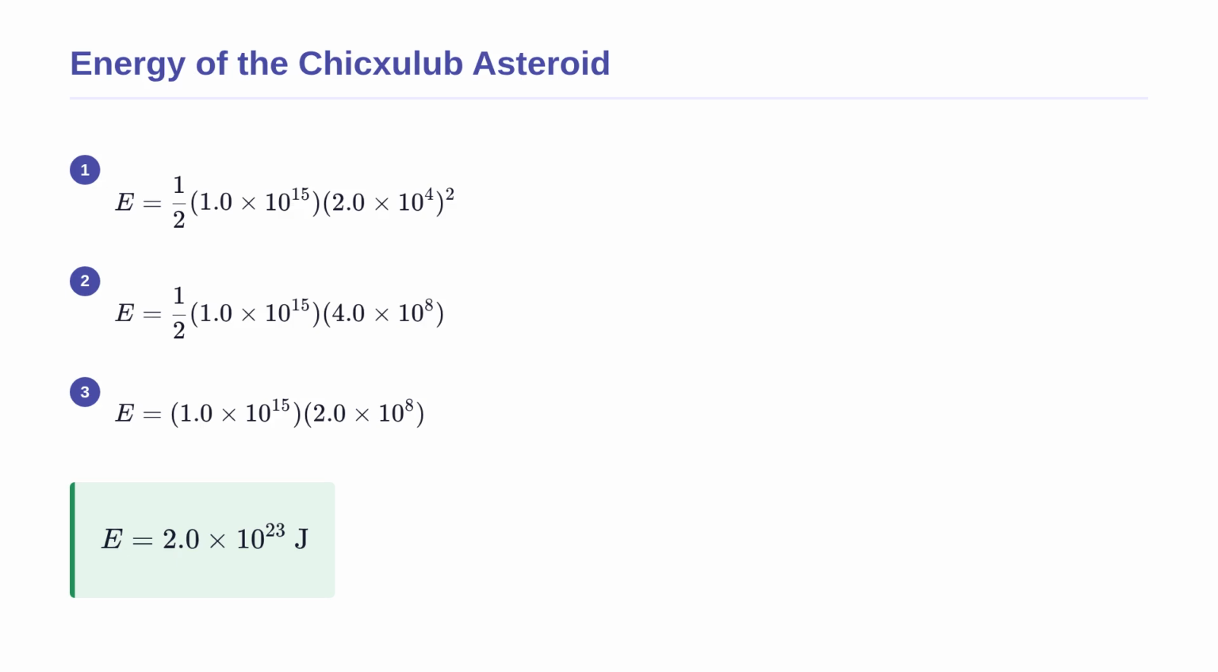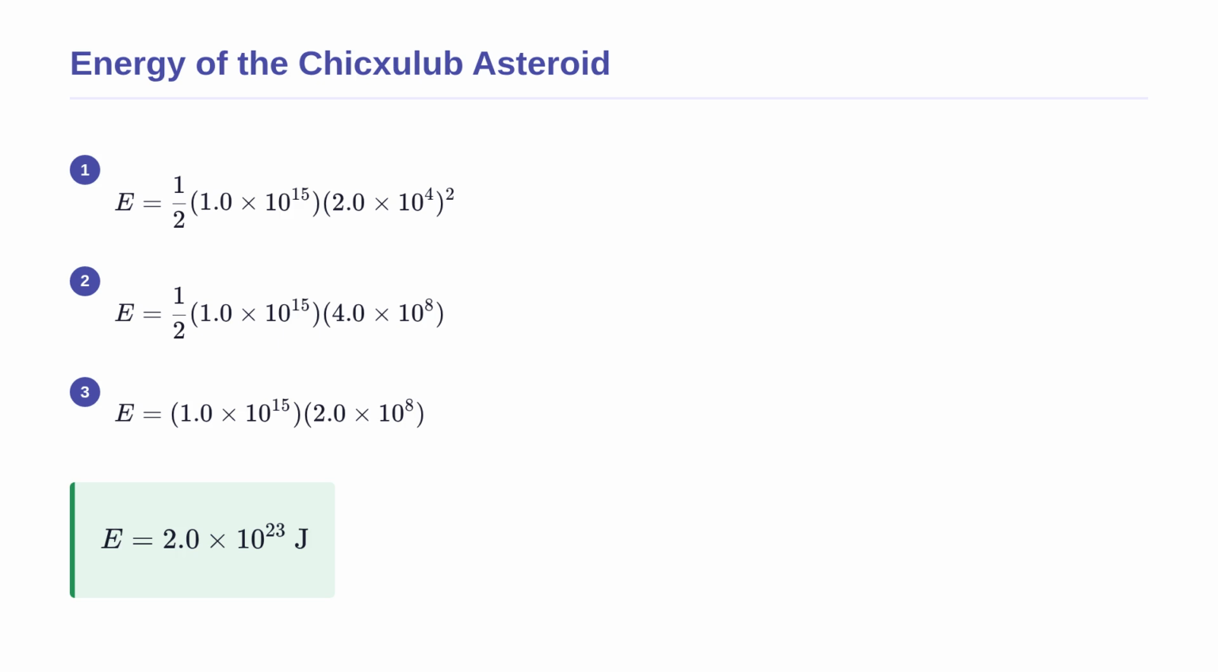Now that we have our formula, let us see this with a concrete example by estimating the energy of the Chicxulub asteroid. We are given that the asteroid had a mass of 1.0 times 10 to the power of 15 kilograms, and it was traveling at a velocity of 2.0 times 10 to the power of 4 meters per second. We need to calculate the total kinetic energy released.